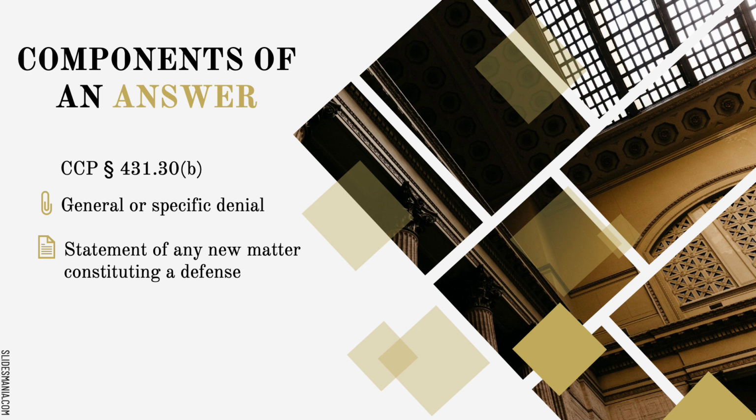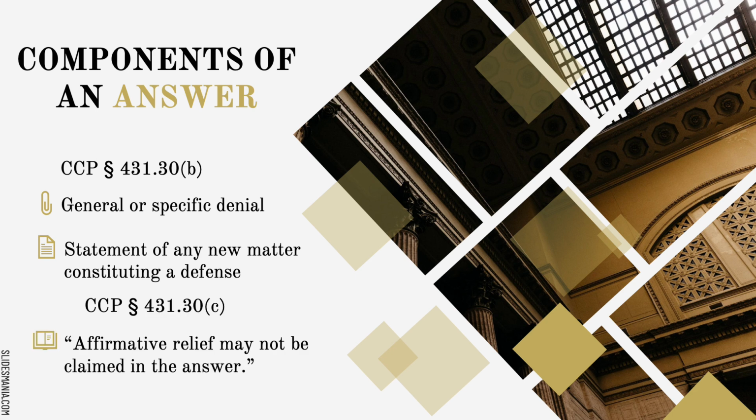California Code of Civil Procedure, Section 431.30, describes the necessary elements of an answer. The first is a general or specific denial of the material allegations of the complaint controverted by the defendant. The second is a statement of any new matter constituting a defense, also known as an affirmative defense. We will look at each of these requirements individually. Additionally, Section 431.30 Part C also stipulates that affirmative relief may not be claimed in the defendant's answer. Affirmative relief is what the plaintiff is entitled to from the defendant, and for the defendant to claim the same relief, they would need to file a cross-complaint.